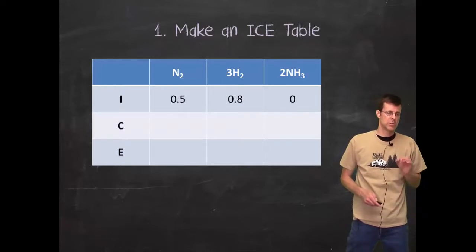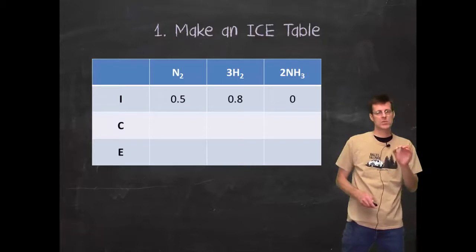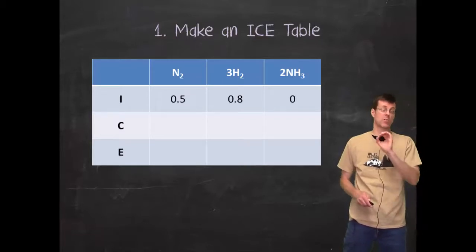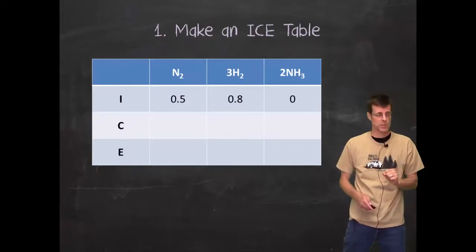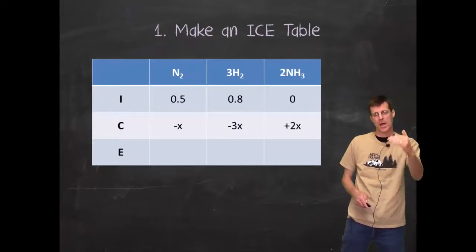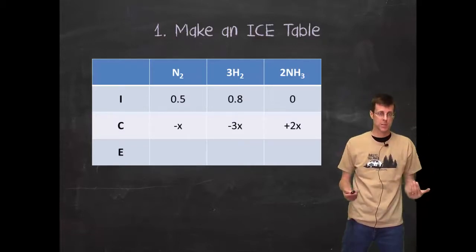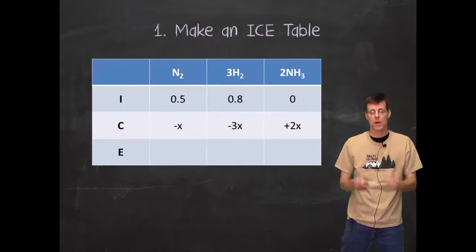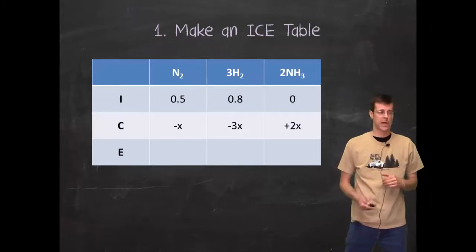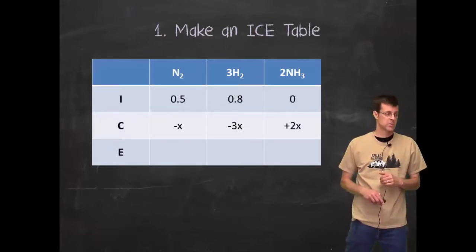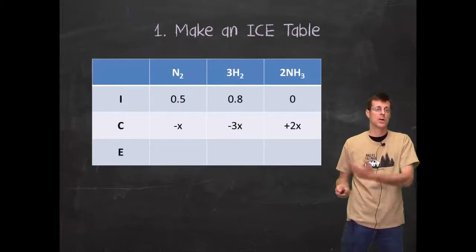Now, how is this thing going to change? Well, here's where we need the balanced chemical equation. In the balanced chemical equation, the reaction said that 1 mole of nitrogen reacts with 3 moles of hydrogen to make 2 moles of ammonia, NH3. So what's going to happen is, as that reaction progresses, the reactants are going to decrease. So they're a minus, and they're going to decrease following the balanced chemical equation. So every time 1 nitrogen reacts, 3 hydrogens will react, and they will increase the ammonia, the product, by 2.